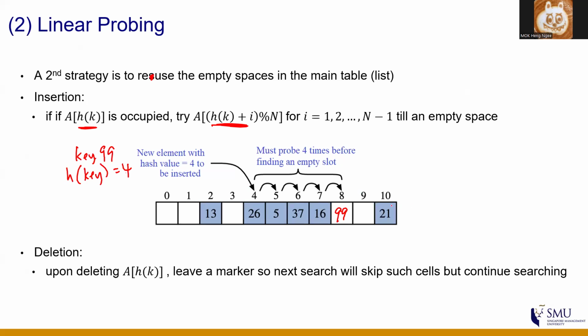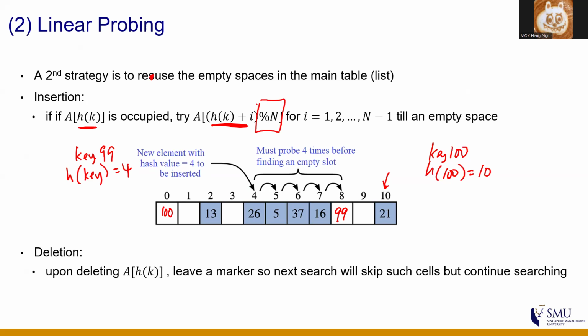Now, what happens if you go to the last position? Let's assume that I try to insert key 100 and key 100 maps to 10. So I try to insert it at position 10. It is filled. I will cycle back and insert it at position 0. So it wraps around.